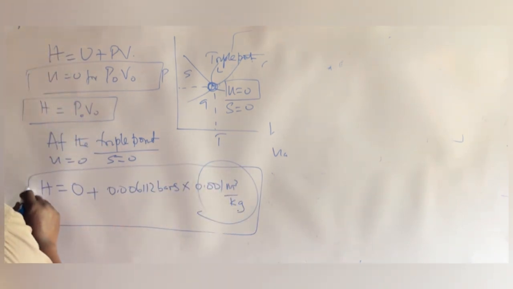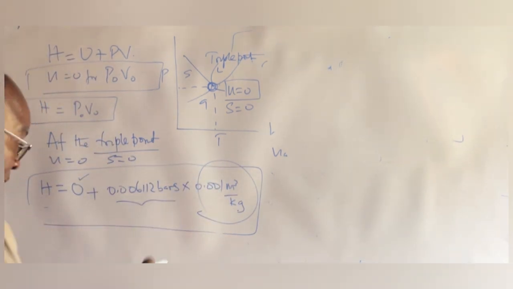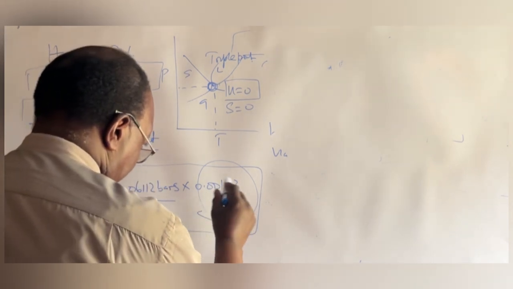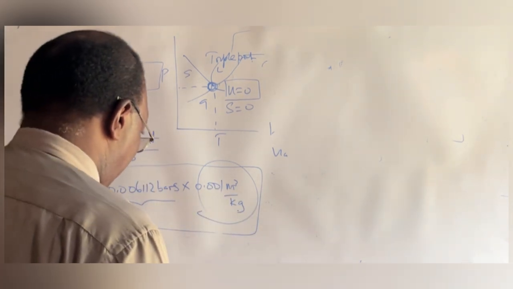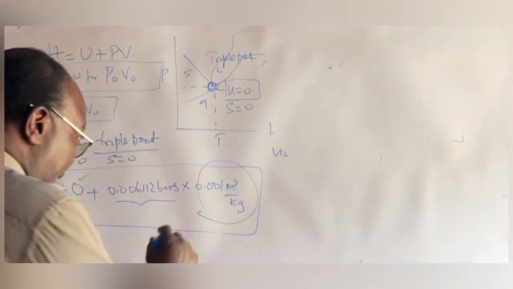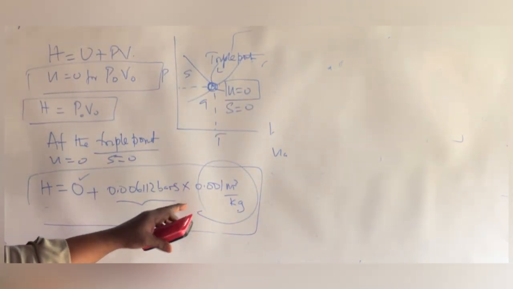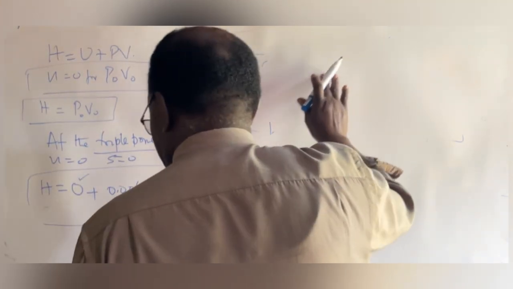Now, this is at the triple point. U is 0. We have the pressure corresponding to the triple point pressure, and we have our volume at that particular point. What is important here is to look at the units, so as to get sensible units there.